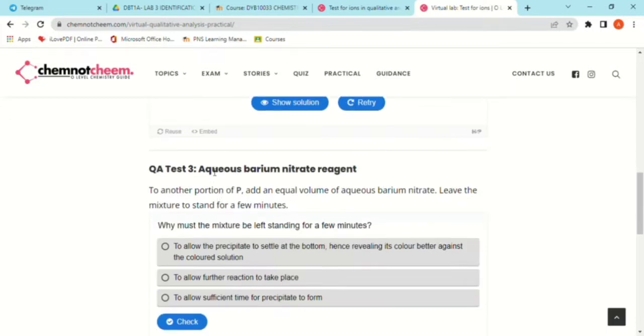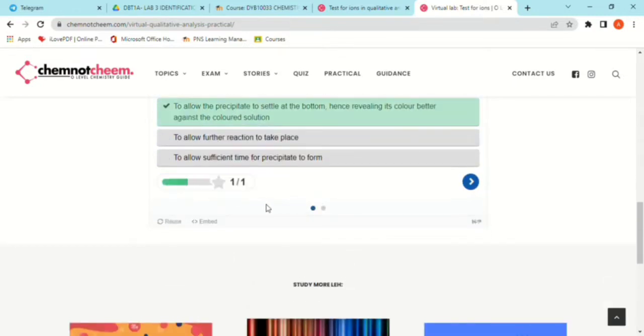Test for aqueous barium nitrate reagent. Why must the mixture be left standing for a few minutes? To allow the precipitate to settle at the bottom, hence revealing its color better against the colored solution. Check. Correct.